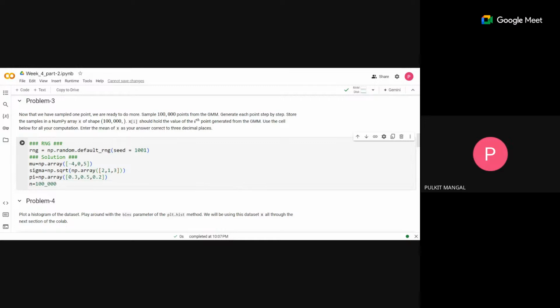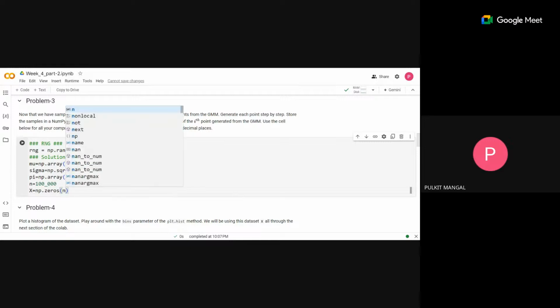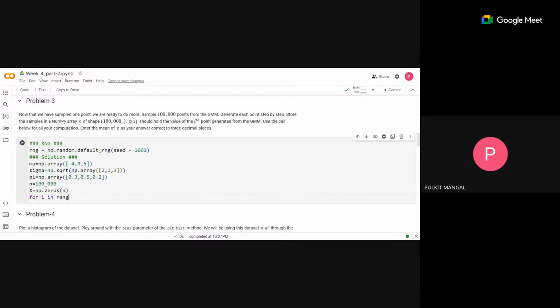So let me first write it like this. That is the number of data points, and I am creating one array x, which is the 0 array. So this np.zeros will create an array of size n, in which all the elements would be just 0. Now why am I doing this? We will run a for loop, and in each iteration we will update this ith xi value. So for i in range n.